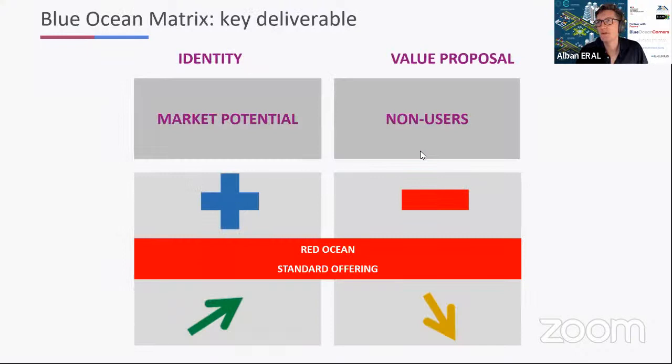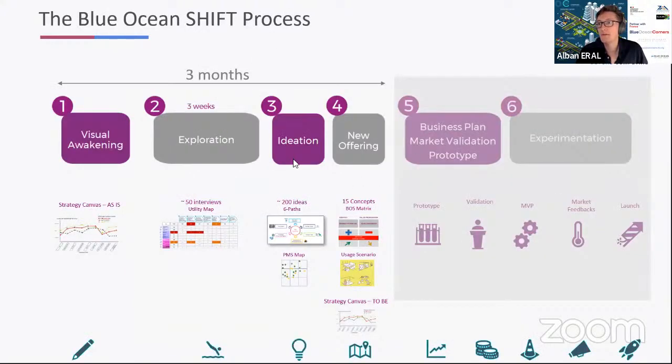So as a result, it's a key deliverable of this innovation process. It's what we call the Blue Ocean matrix. And it's this process here. So remember, visual awakening, inspiration, ideation, new offering. Here we are finalizing this first step, visual awakening, normally today. And then we'll enter the exploration at the next station.